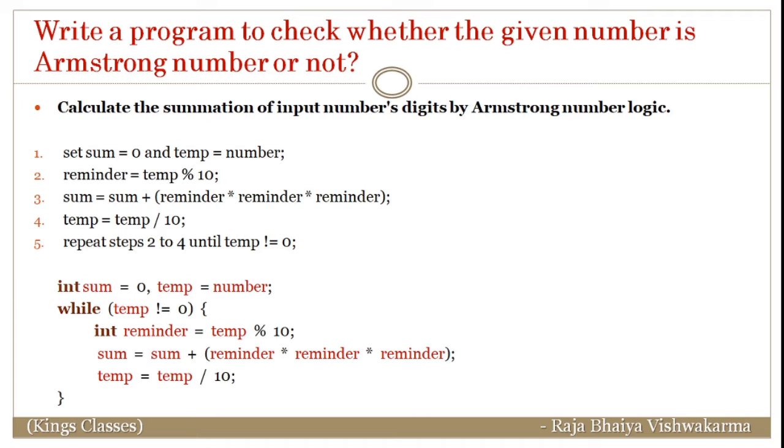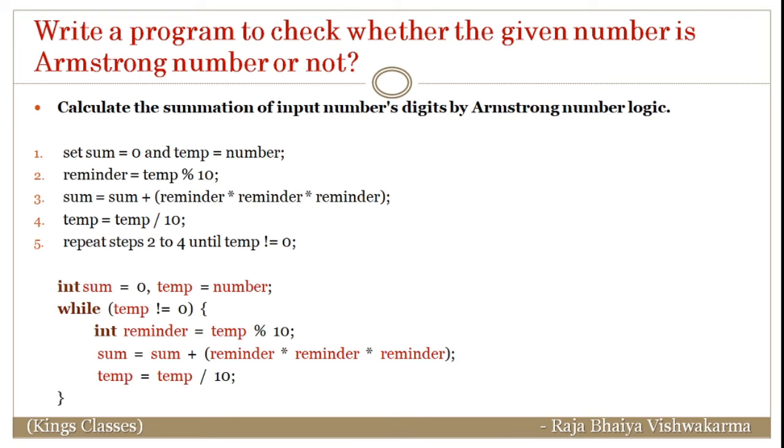As we have to perform this operation for all the digits available in the number, we will be repeating steps 2 to 4 until temp becomes 0. So basically we have to perform this logic until temp does not equal 0. For this, the Java code will look like below.